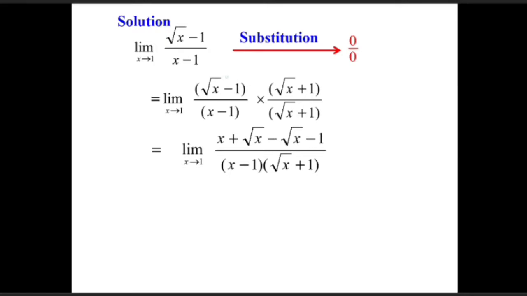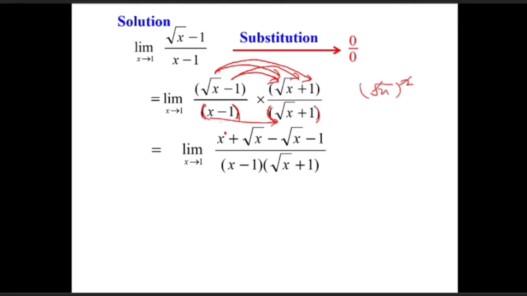So how to multiply this? This is just multiplication. Multiply surd with surd. Surd x times surd x is surd x squared. Whenever squared means square root, you can cancel this off. That's why it's x power 1 here. Next, surd x times 1, you get surd x. Negative 1 times surd x is negative surd x. Negative 1 times positive 1 is negative 1. Divide with these two factors. Divide with these two functions.